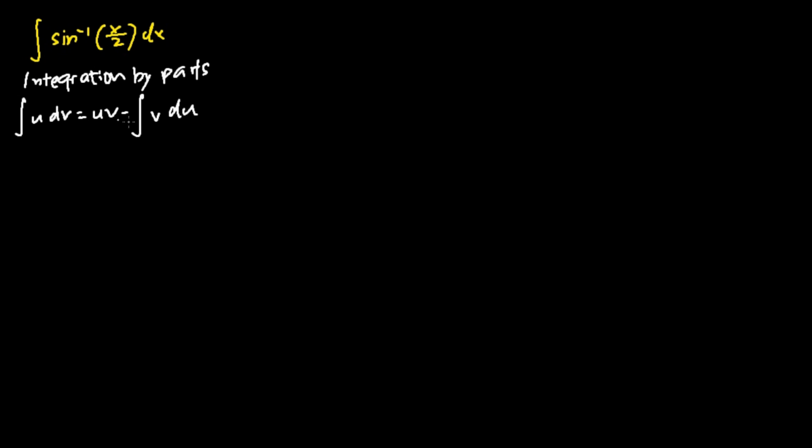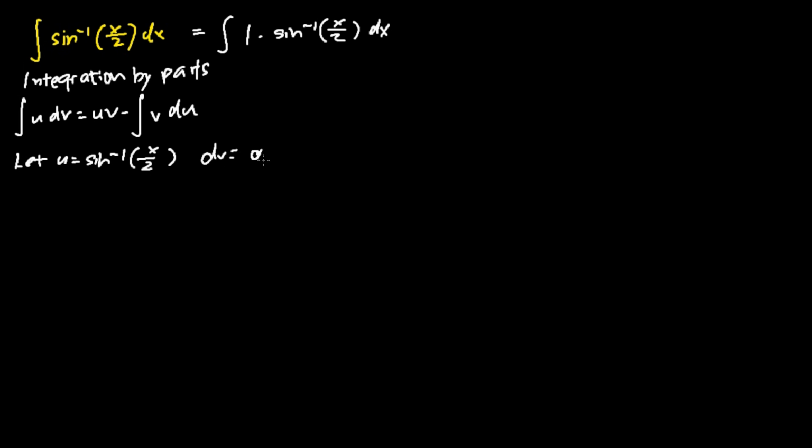For this particular problem, we will first express the integral of sine inverse x over 2 as the integral of 1 times sine inverse x over 2, so that we have two terms, and then we can apply the integration by parts technique. Next, we will let u be equal to sine inverse x over 2 and my dv be equal to dx.